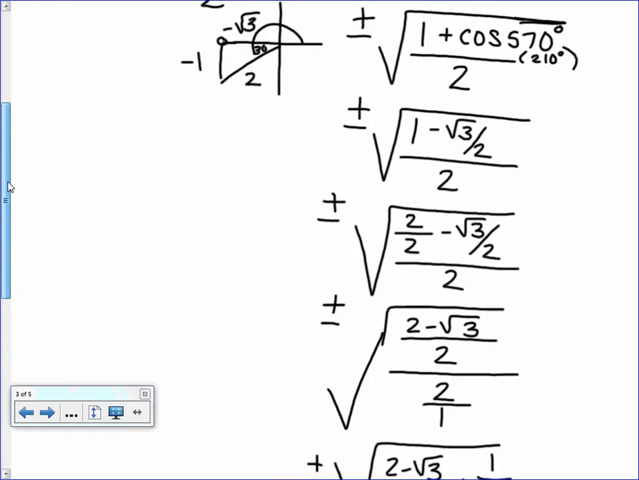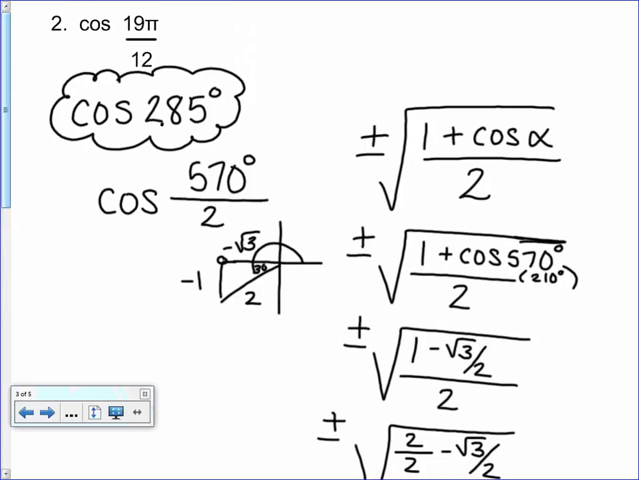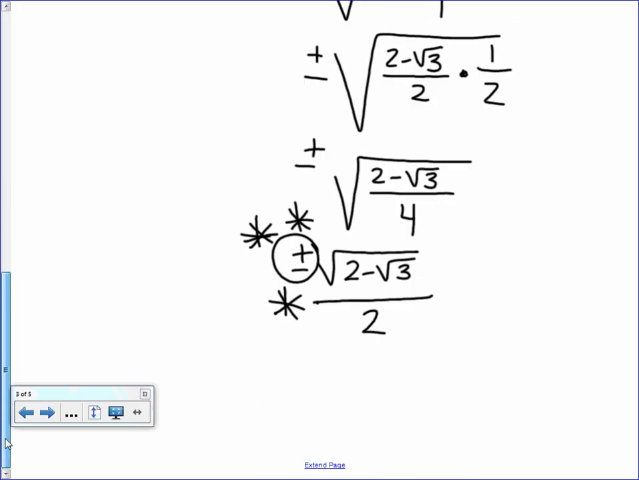Here's the question. Do we go back to 285, the original angle, or do we use the 570, or do we use that 210 one? Because if you use the 210 one, you're in the third quadrant. 570 is in the third quadrant. But where's 285 located? In the fourth quadrant, right? But we're trying to find this answer, right? In the fourth quadrant, is cosine positive or negative? Positive, right? So I'm going to erase this. It's not a negative answer. It ends up being a positive answer. Final answer.